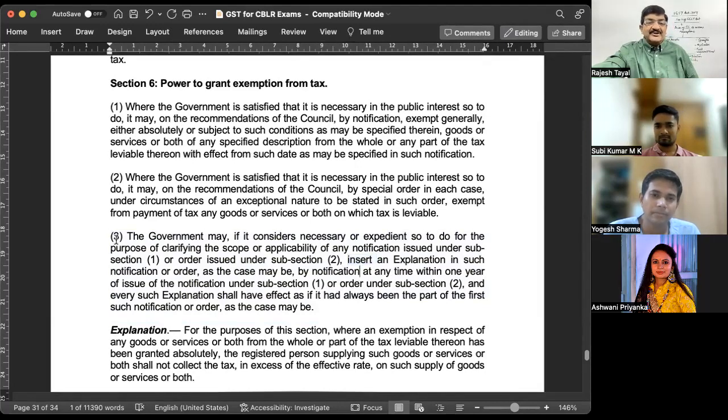And what will be the impact of this explanation? As if it was a part of the original notification or order. Okay. And now read this. And such explanation shall have effect as if it had always been a part of the first such notification or order, as the case may be. First means original. So this explanation is going to have retrospective effect. How long? This will be considered a part of the original notification or order since the beginning.